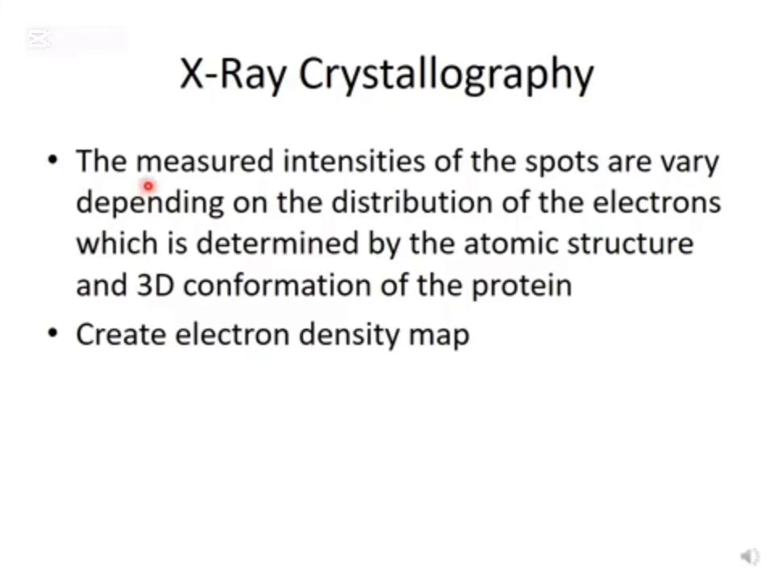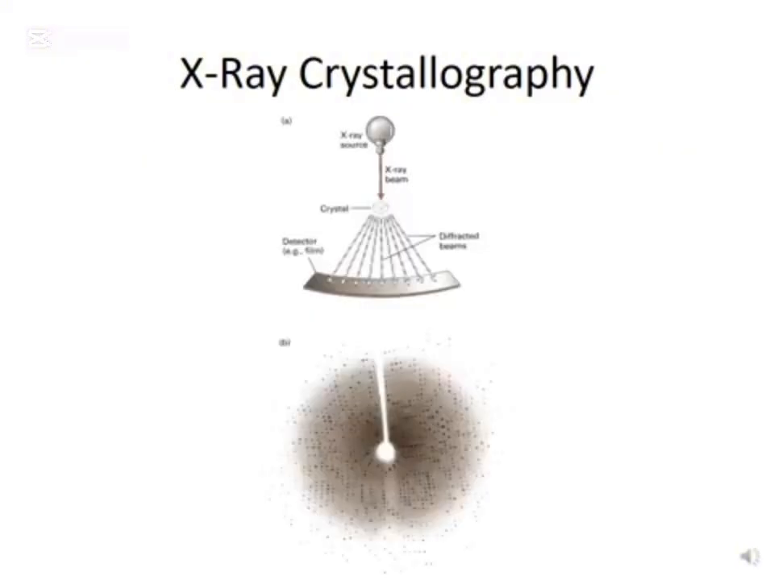The measured intensities of the spots that result from the X-ray scattering off of the protein crystals depend on, as I mentioned earlier, the distribution of the electrons, which is determined by the atomic structure of the protein 3D conformation. At the end of the X-ray crystallography, the result that we get is an electron density map that is further analyzed in order to get a 3D structure of the protein. So this is what we get.